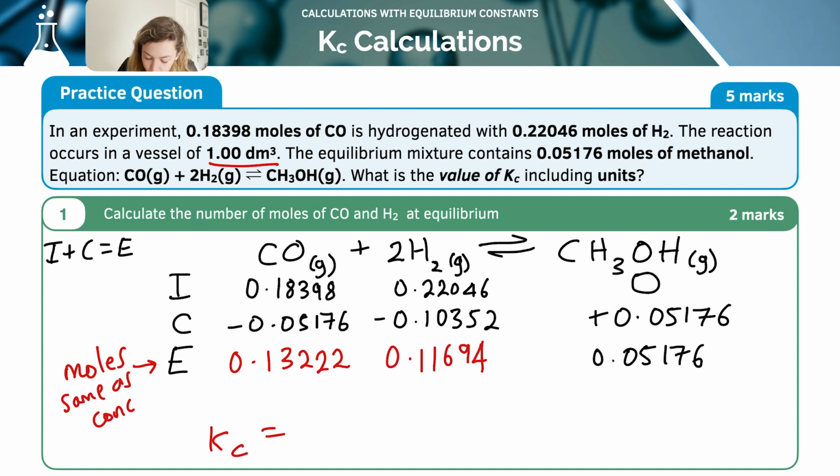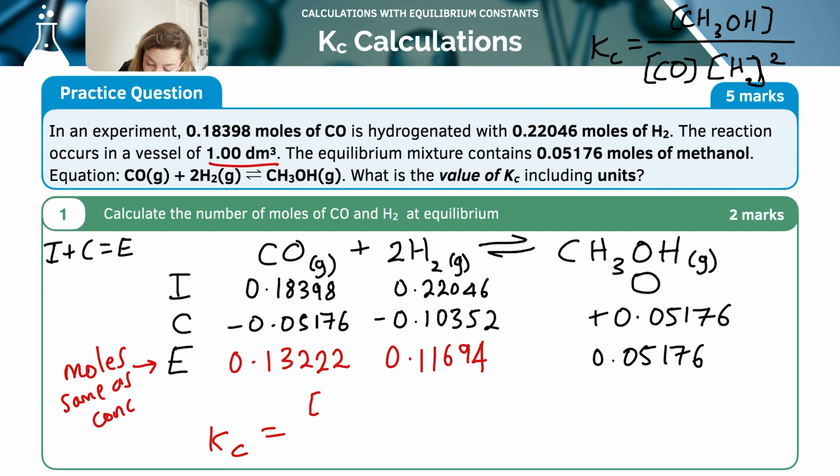So Kc is equal to my products over my reactants. You get a mark in the exam for just writing out the expression of Kc without any values in, so let's write it up here: the concentration of CH3OH divided by the concentration of CO times the concentration of H2 squared. Don't forget the squared because we've got a 2 here, okay? Then I'm going to plug my values in.